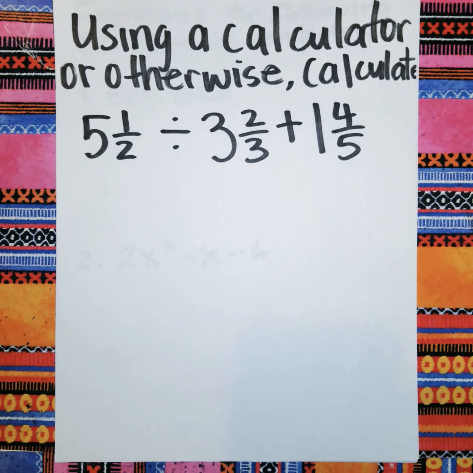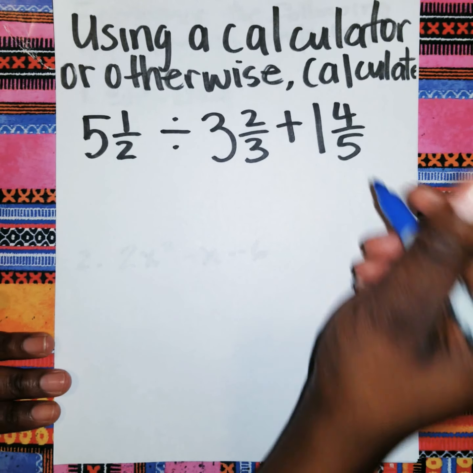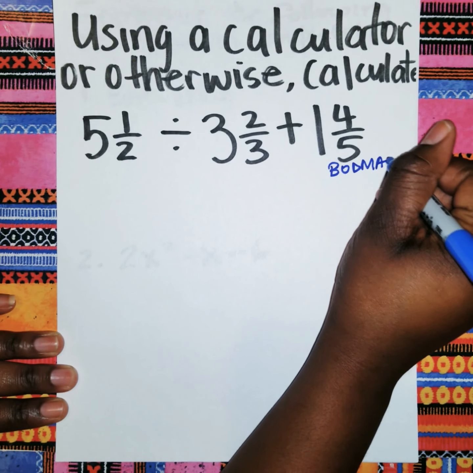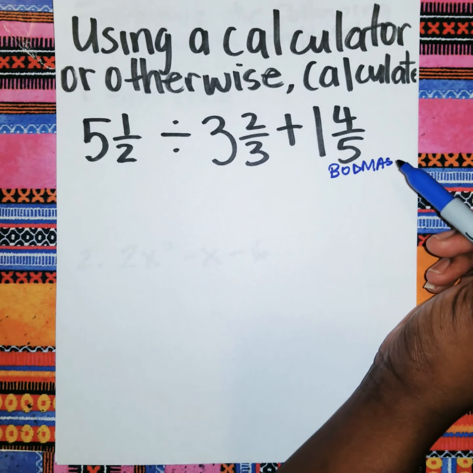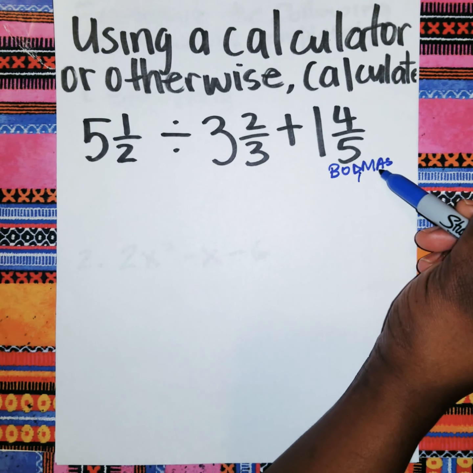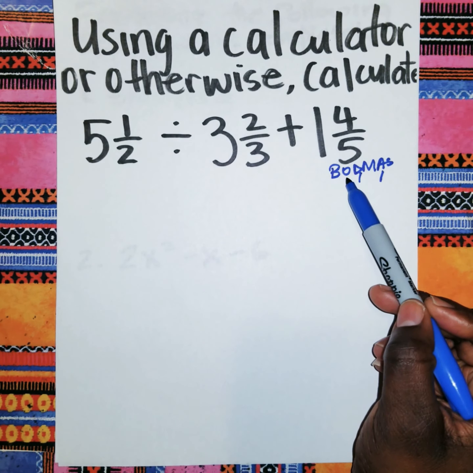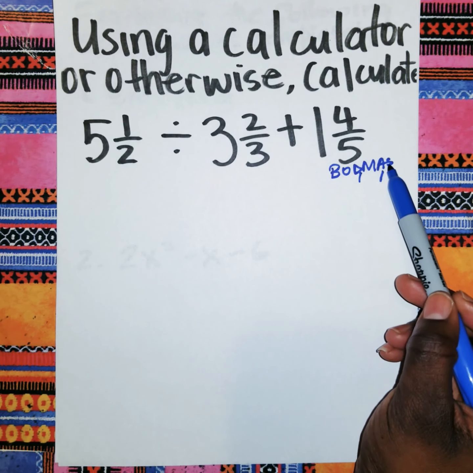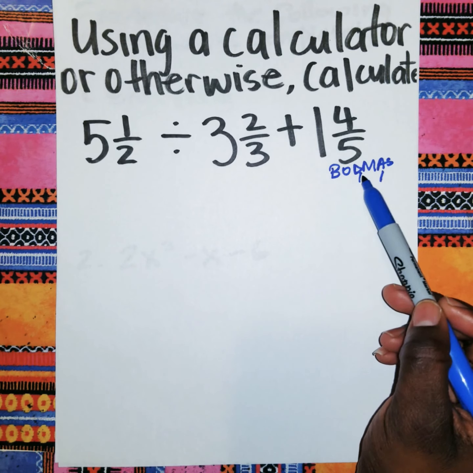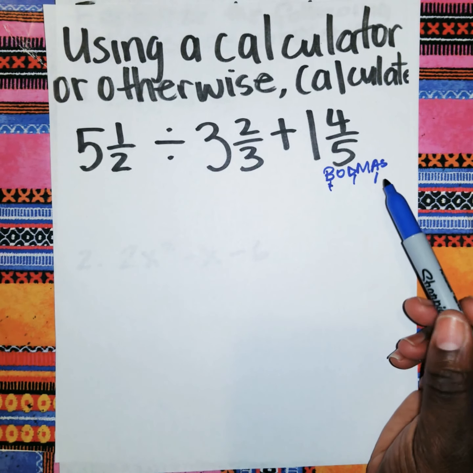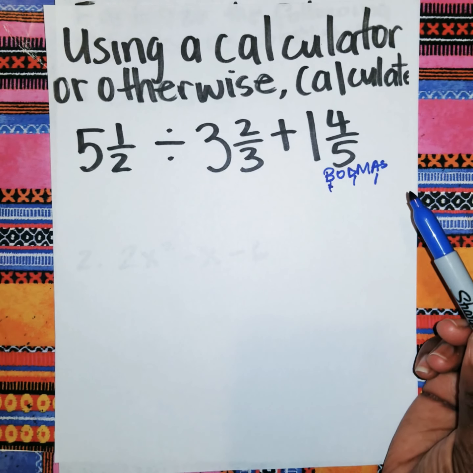What we do here, guys, is to apply the method of BODMAS, or some say BIDMAS, some will say BOMDAS. BODMAS tells us that we need to divide before we add. These are brackets, division, multiplication, addition, and subtraction. Some people say PEMDAS. Instead of brackets, they say parentheses. That's the same thing. So let's get right into it.